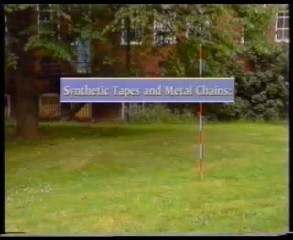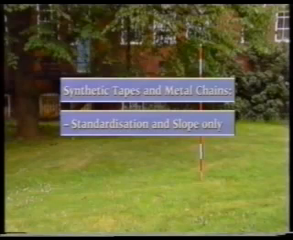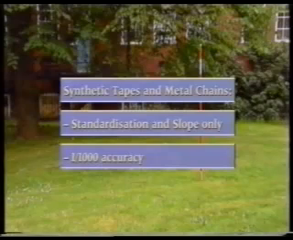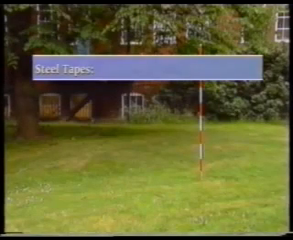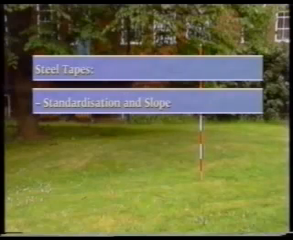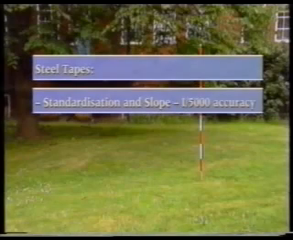When using synthetic tapes and metal chains, only the standardization and slope corrections apply, and the best possible accuracy that can be achieved is in the order of 1 in 1,000. When using steel tapes, if only the standardization and slope corrections are considered, the best possible accuracy that can be obtained is in the region of 1 in 5,000.